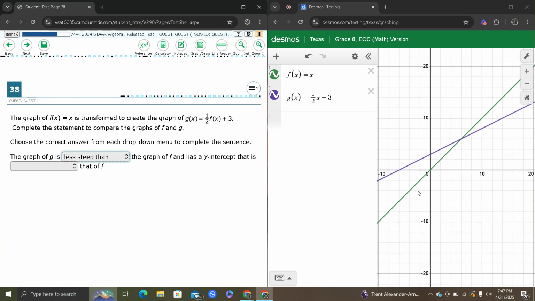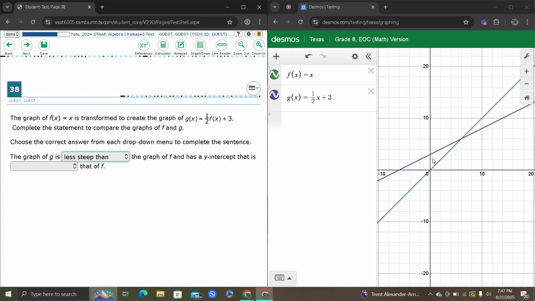You have to use more energy. So think of it like that. The taller it is, the more slanted, so the closer it is to a straight line, the steeper it is, basically. Okay? So the graph of g is less steep than the graph of f and has a y-intercept that is blank that of f.